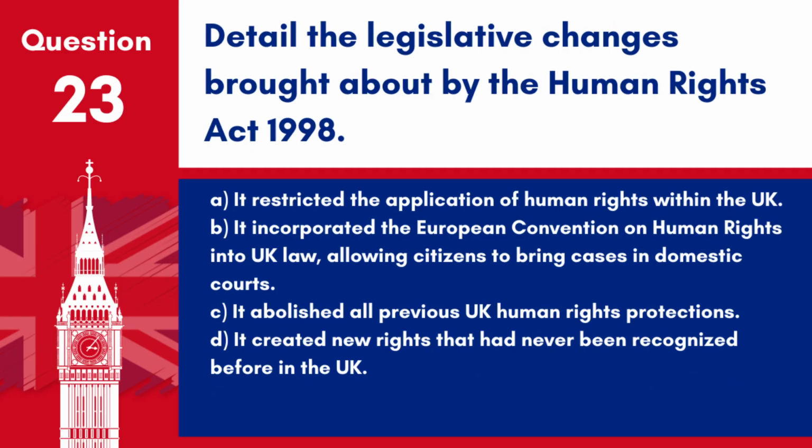Question 23. Detail the legislative changes brought about by the Human Rights Act 1998. A. It restricted the application of human rights within the UK. B. It incorporated the European Convention on Human Rights into UK law, allowing citizens to bring cases in domestic courts. C. It abolished all previous UK human rights protections. D. It created new rights that had never been recognised before in the UK.